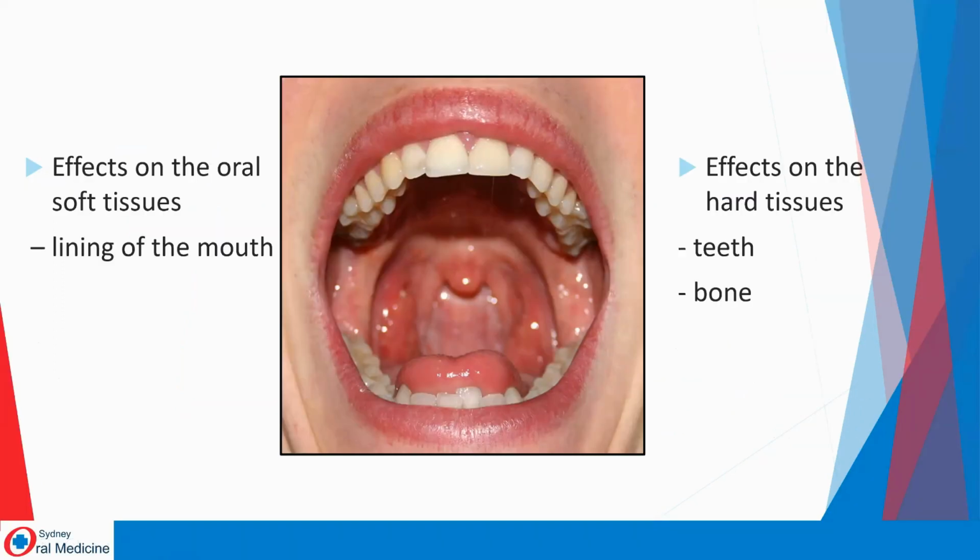So when we talk about the mouth, we talk about two different areas. We talk about the soft tissues of the mouth, and this is basically the lining of the mouth. So the insides of the cheeks, the roof of the mouth or the palate, the tongue, the gums, and further back into the throat or the oropharynx. And we also talk about the hard tissues. So in the mouth, this obviously covers the teeth, but also the jaw bones in which those teeth sit.